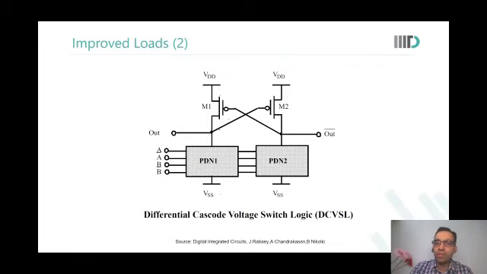Because why? Suppose out bar has to go to 1. When out bar has to go to 1, what happens? This PMOS will turn off. So out will go to a clean 0. Out going to clean 0 means this PMOS is fully on, and this 1 will be strengthened. So noise immunity is also recovered, and you also save area. You can have these M1 and M2 large enough so that delays for rising and falling are similar.